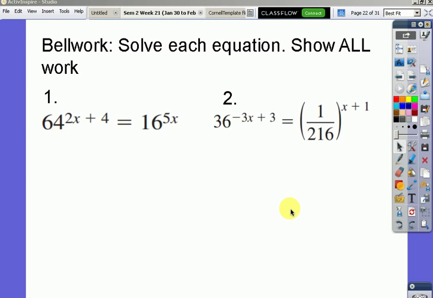Okay, so the first one, we have to think of how can I express 64 in terms of base 16 or 16 in terms of base 64. I really can't do either of them. But what base can I use? 4. Right. So I'm going to set up a factor tree.